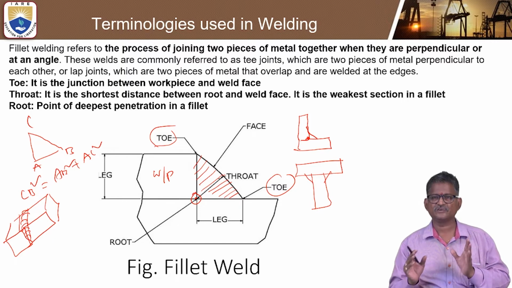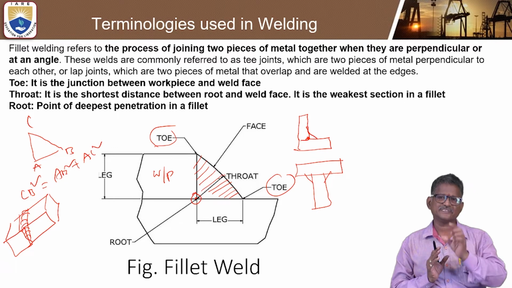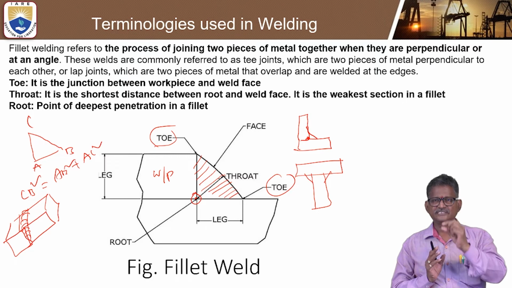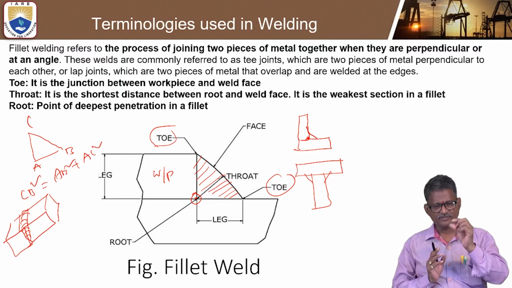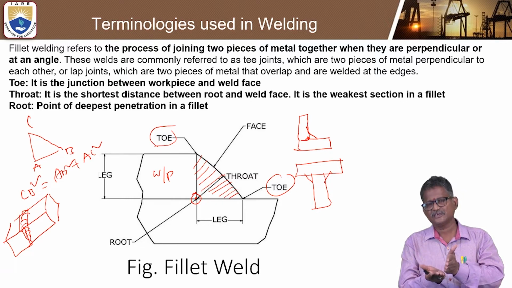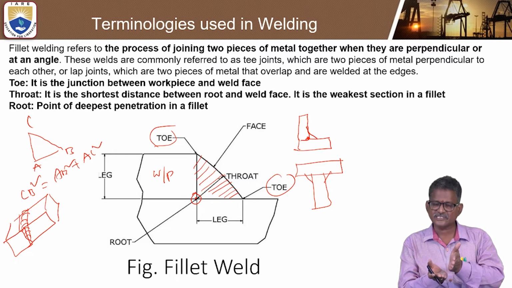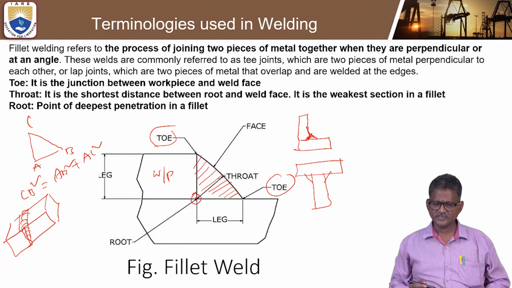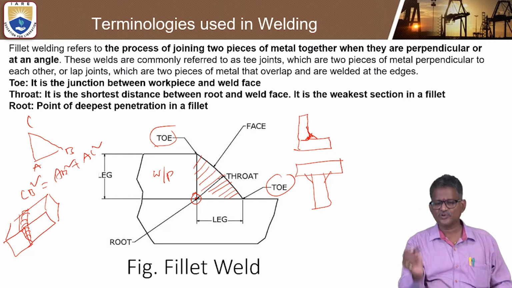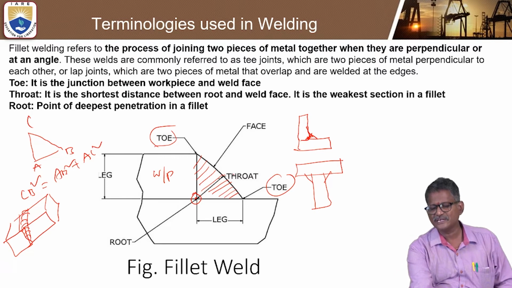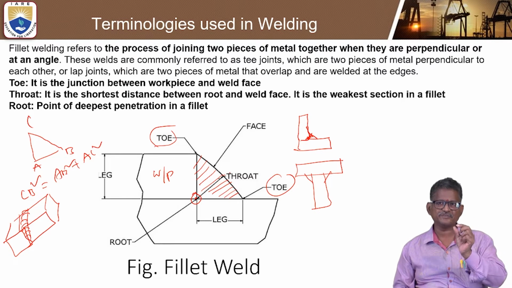So this is a general diagrammatic representation to help understand the term fillet welding. As I discussed, fillet welding is the process of joining two pieces, one horizontal and the other vertical, perpendicular to each other at an angle. This is called the fillet. Coming to the toe, the toe at the top and the toe at the bottom is the junction between the workpiece and the weld face.